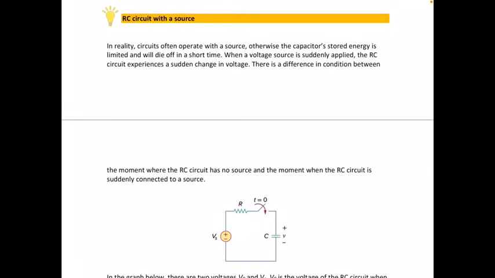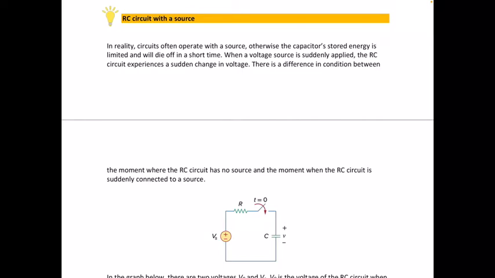So this time we will move on to circuits with a source, starting with RC circuits. Now, in reality, circuits often operate with a source. So it's not really possible that a circuit is just standalone. But we had those previous discussions about source-free circuits just for us to understand how a circuit behaves intrinsically. So when the voltage source is suddenly applied, the RC circuit experiences a sudden change in voltage.